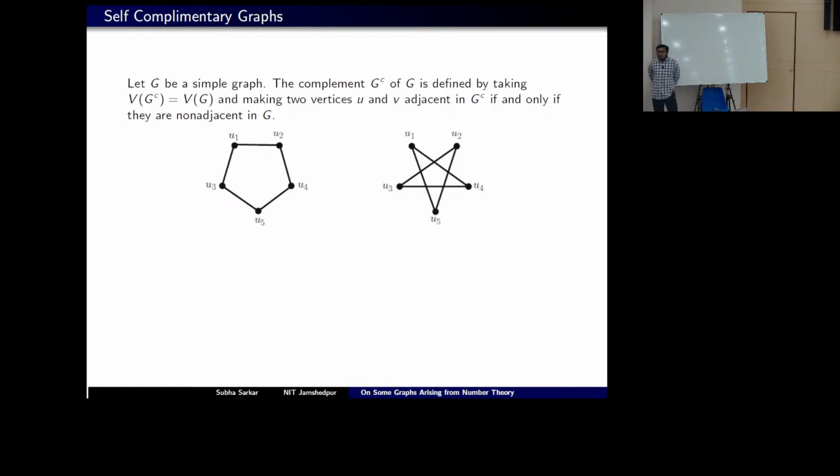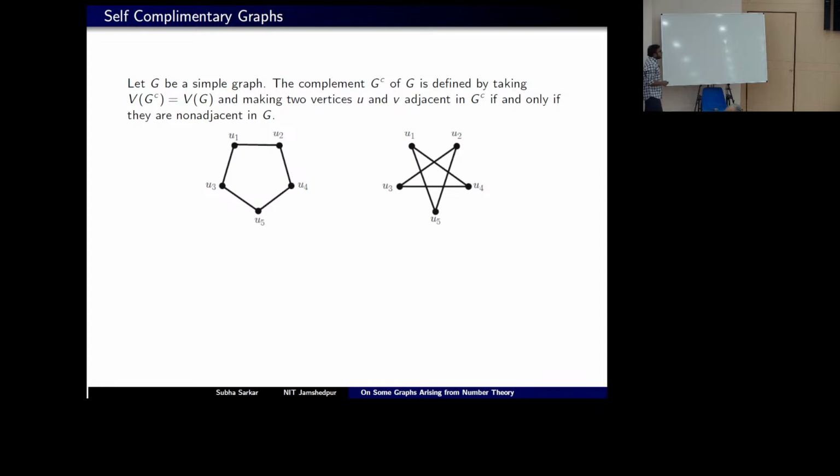Now I would like to give the definition of a self-complementary graph. First I will define the complement of a graph, and then I will define a self-complementary graph. Let G be any simple graph, then the complement of G is denoted by G complement. The vertex set of G complement is the same as the vertex set of G, and we define the edges in G complement like this: u and v are adjacent in G complement if and only if u and v are not adjacent in G. So just as we take the complement in the case of sets. If you look at this one, for example, if I take the first graph to be G, the second graph is nothing but the complement of G.